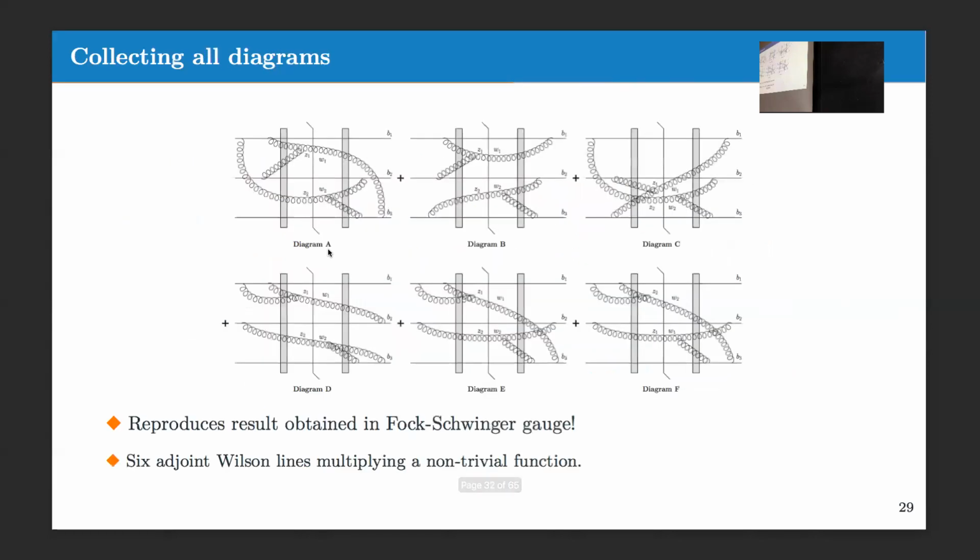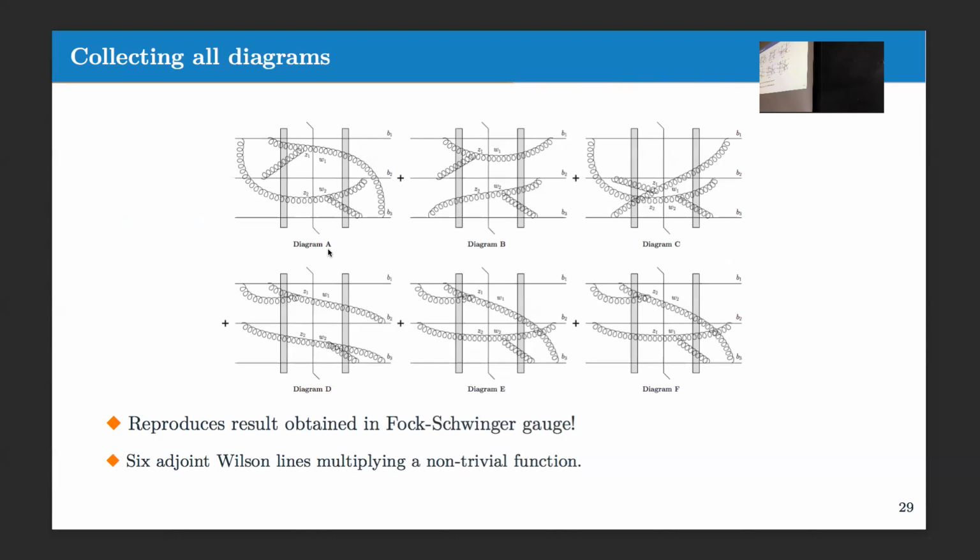Okay, so there are a lot of diagrams like this, which I can construct from this amplitude. I'll just show you six different topologies. They are shown over here. Of course, these are not all the diagrams, there are many more, but topologically these are all of them. Taking all these diagrams together and writing everything down, we were able to reproduce the result obtained in the Fock-Schwinger gauge. Okay.